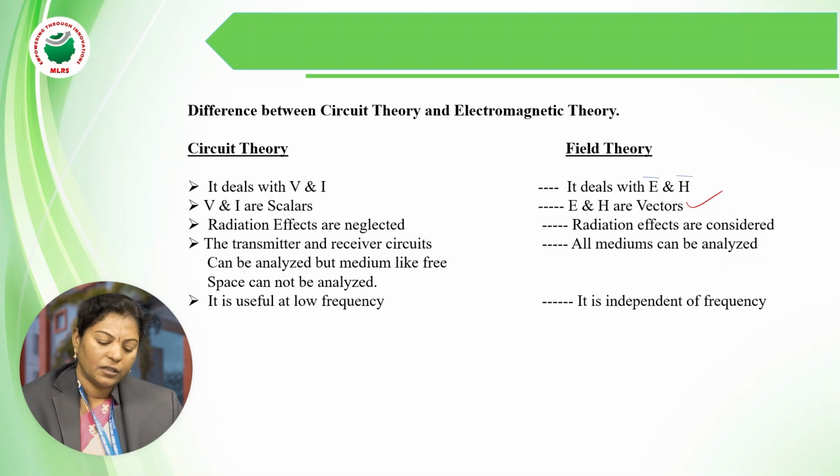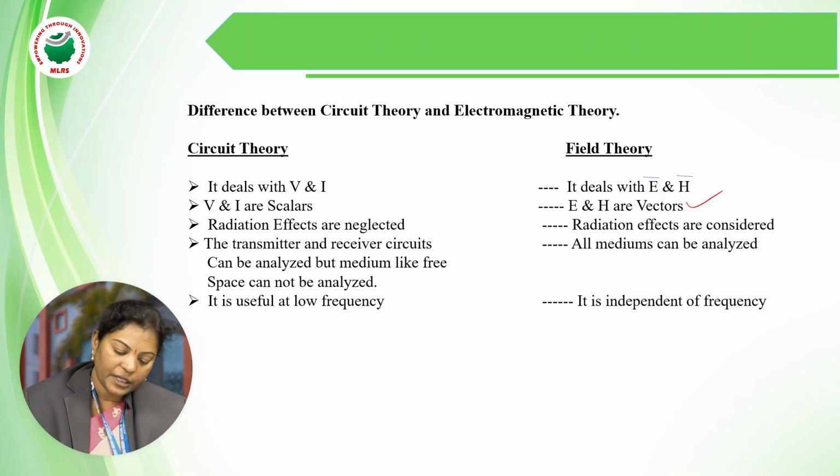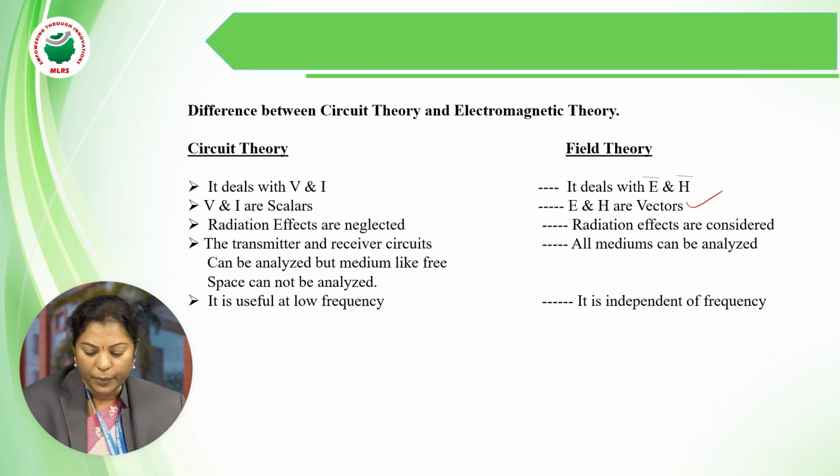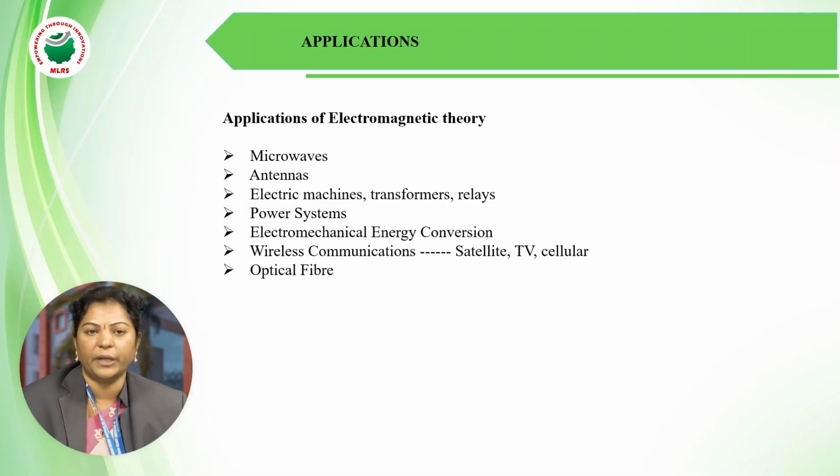Next, in circuit theory, the transmitter and receiver circuits can be analyzed, but a medium like free space cannot be analyzed. Means here we are not analyzing free space, whereas in field theory all mediums can be analyzed. Next, circuit theory is useful at very low frequency, but field theory is independent of frequency. Means the skin effect is not considered in circuit theory, whereas field theory is independent of frequency.